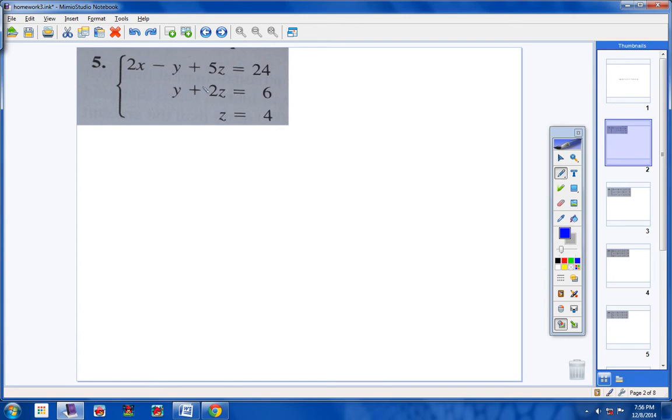Let's go ahead and solve this 3-variable system. Now this problem here is pretty easy because we already know what z equals. Okay, so we're going to come up to this equation right here, and where z is, I'm going to put a 4. Y plus 2z, which is 4, equals 6. Y plus 8 equals 6. Y equals negative 2.